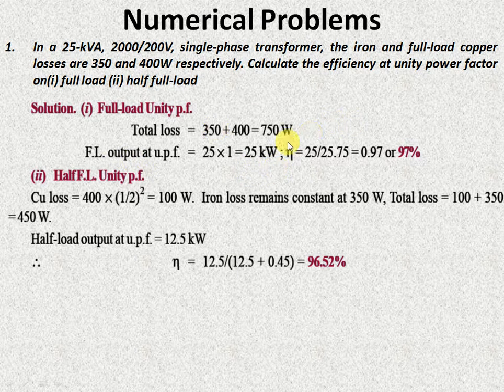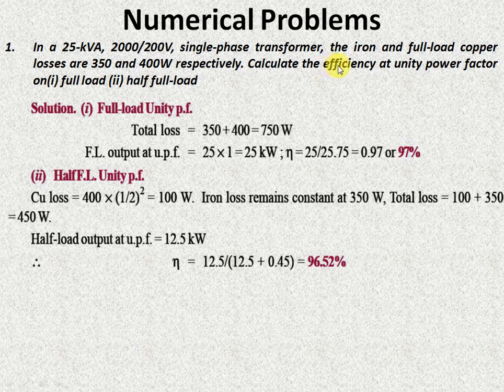You know the value of total losses. So from these two terms you can easily find the efficiency. You just divide the output power by input power. Input power can be obtained by adding the output power with the total losses, and you will get the efficiency as 97%. It's very clear that the efficiency is very high compared with that of rotating machines, because the friction and windage losses don't exist here.